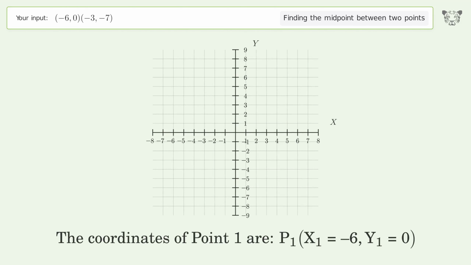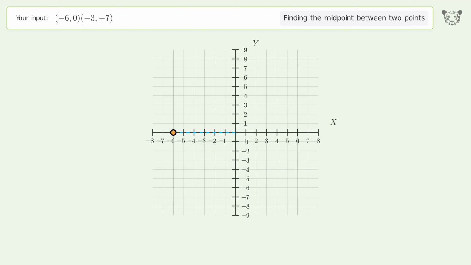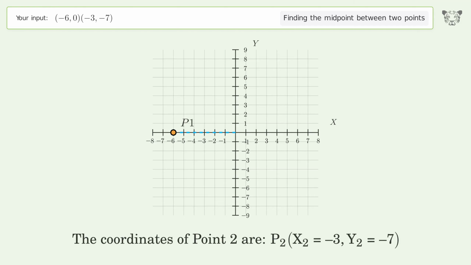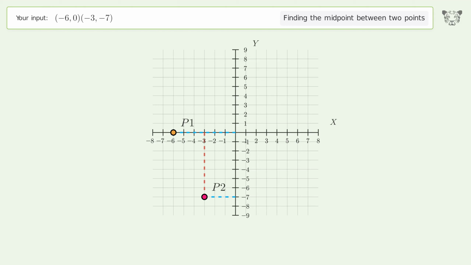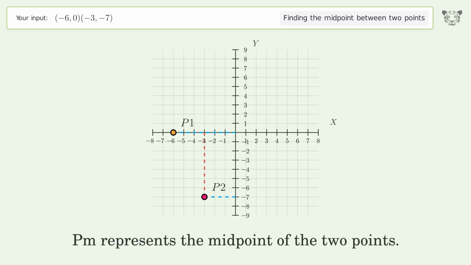The coordinates of point 1 are, x1 equals -6, y1 equals 0. The coordinates of point 2 are, x2 equals -3, y2 equals -7. PM represents the midpoint of the 2 points.